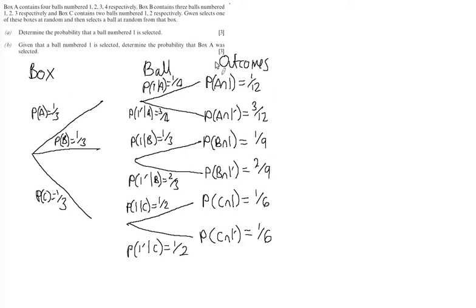Having constructed our tree diagram, we can now go back and answer our questions. So part A, probability that a 1 is picked. Well, this is the probability of picking it from A and getting a 1, which is 1/12, plus the probability of picking it from B and getting a 1, which is 1/9, plus the probability of picking it from C and getting a 1, which is 1/6. When I enter this into my calculator, we get a probability of 13/36.